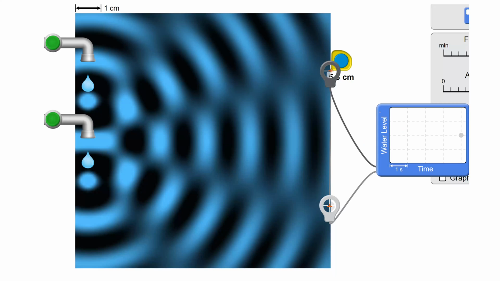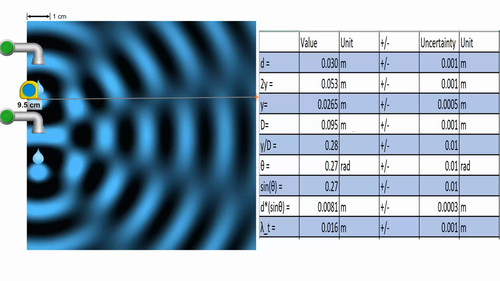Now, we use these two tools the simulation gives us. The first one tells us the difference between 2 points in the waves, in this case the water waves. As you can see here, both points are on 0, so therefore these are 2 points of antinodal lines. And the distance is 5.3 centimeters. This is the y in our calculations. We also need to get D, which was 9.5 centimeters.